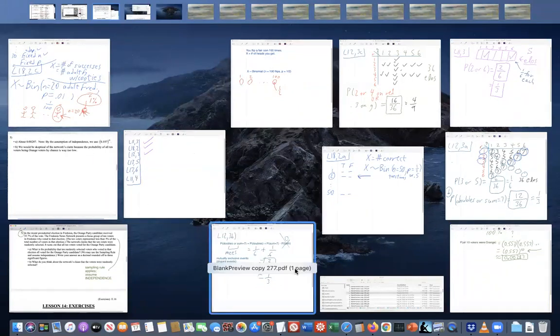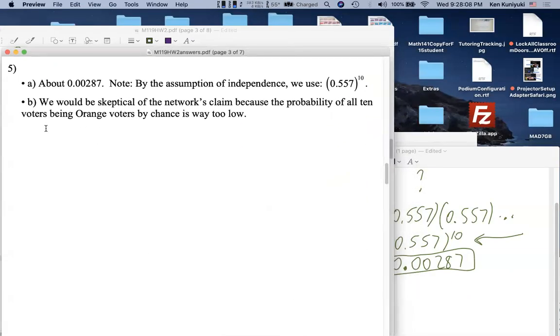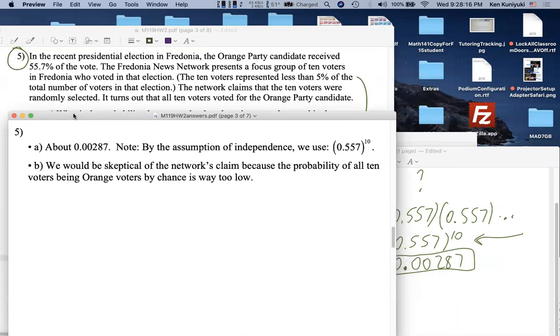Yeah, so the way I phrased my answers, again, you don't have to phrase it exactly the way I did, and you can write this a bit differently. We would be skeptical of the network's claim. And the claim was that they were randomly sampled, right? The network claims that the 10 voters were randomly selected.